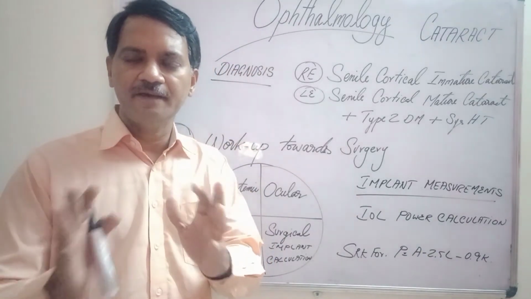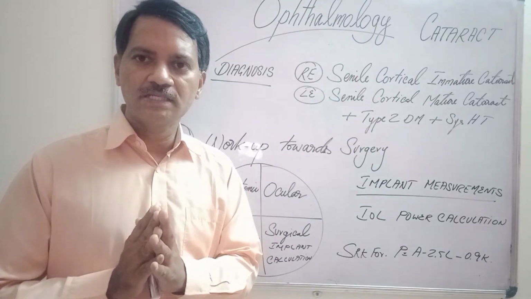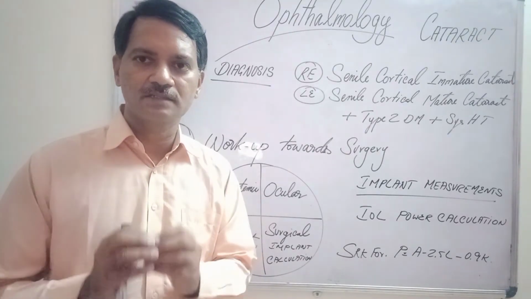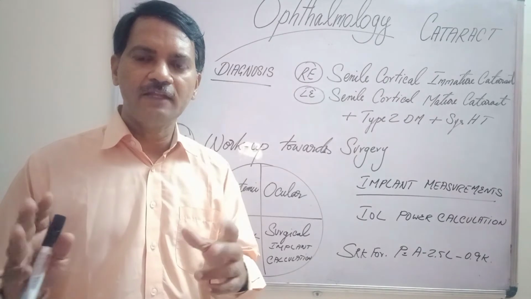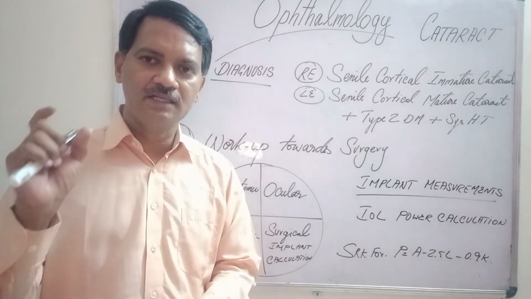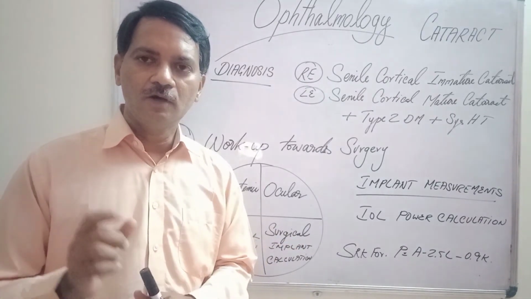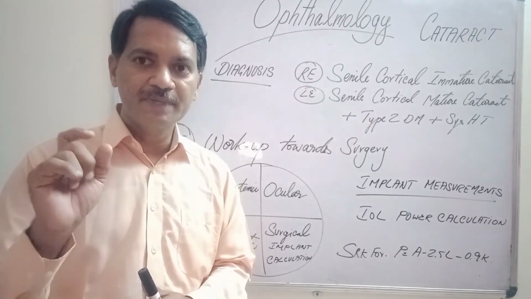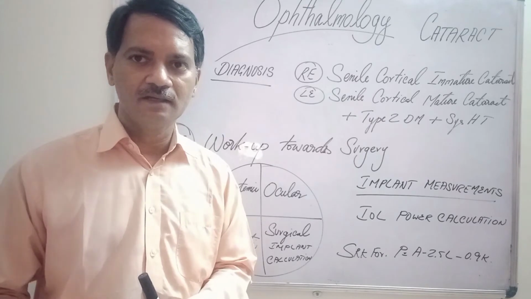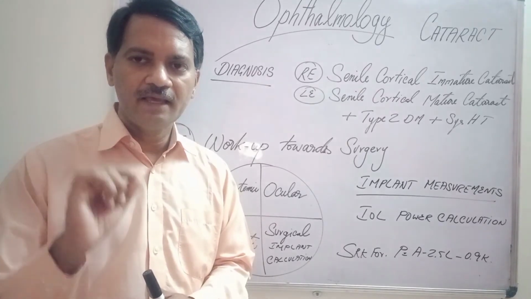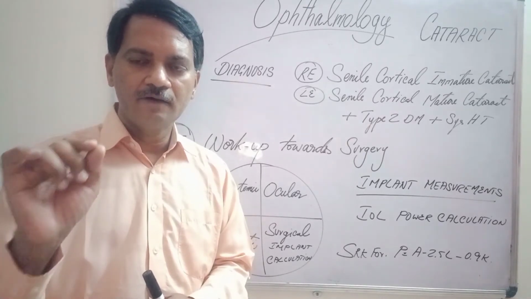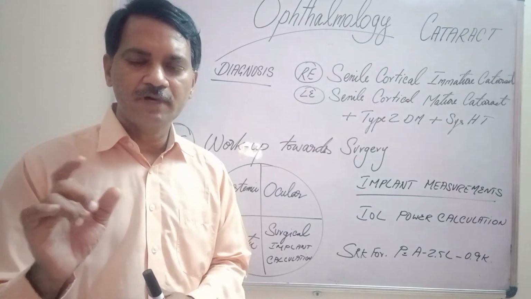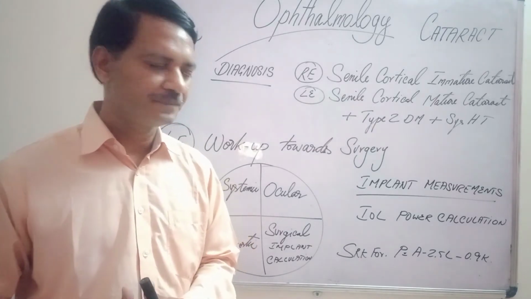What is this A? A is a constant for the intraocular lens. There are so many manufacturers manufacturing the IOL. So whatever the lens they manufacture, they have a specific A constant for that. To say as an example, the A constant may be somewhere around 118.